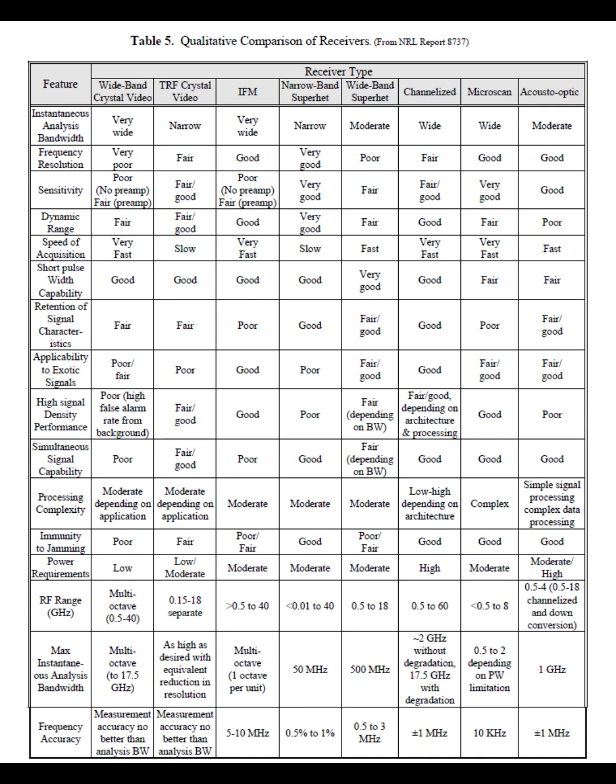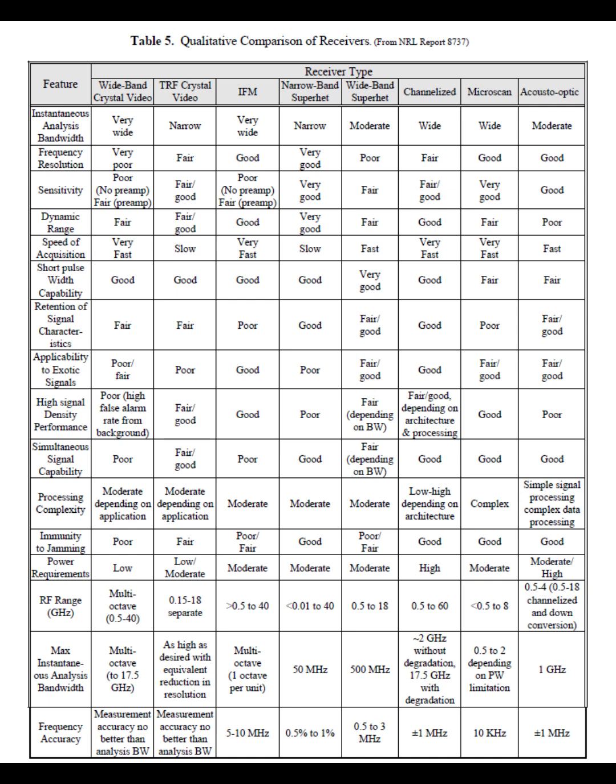Max instantaneous analysis bandwidth. Maximum frequency range that can be analyzed at once. Channelized and wideband superhet, with degradation, have the widest range. TRF crystal video and IFM have the narrowest range. Frequency accuracy. Precision of frequency measurements. Microscan is the most accurate, 10 kHz. Wideband crystal video and TRF crystal video are the least accurate.